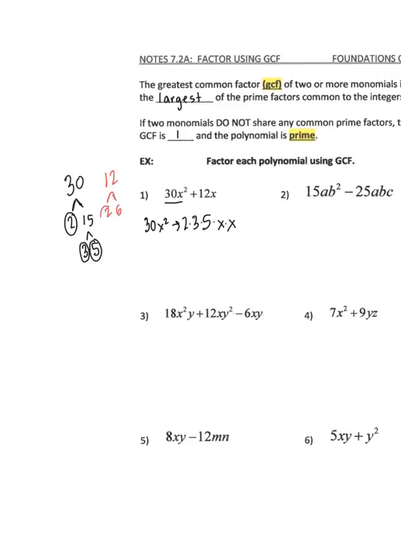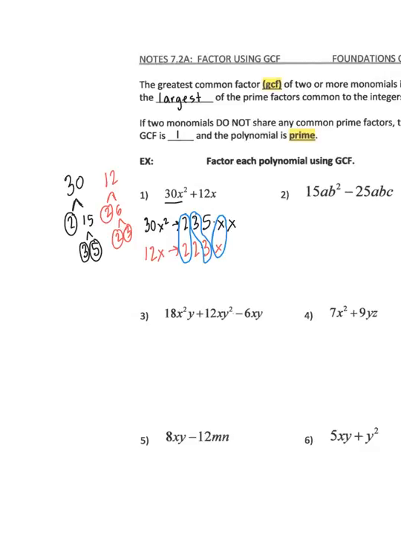So now when I break up 12, 2 times 6 gives me 12. 6, I would do 2 times 3. So the prime factors of 12 are 2, 2, and 3. And I only have 1 x. So notice how I lined up my 30x squared factors and my 12x factors, because now I'm going to circle any common factors that they both have. I notice they both have a 2, they both have a 3, and they both have an x.